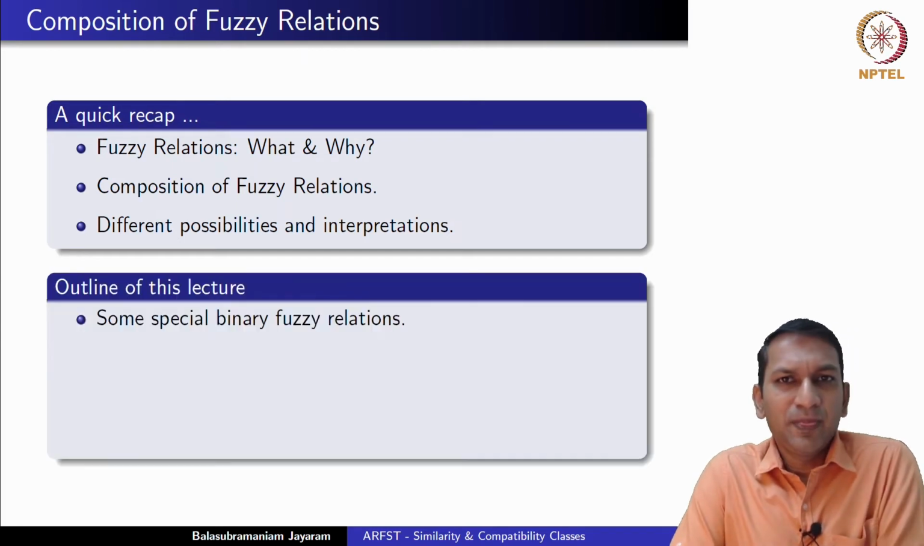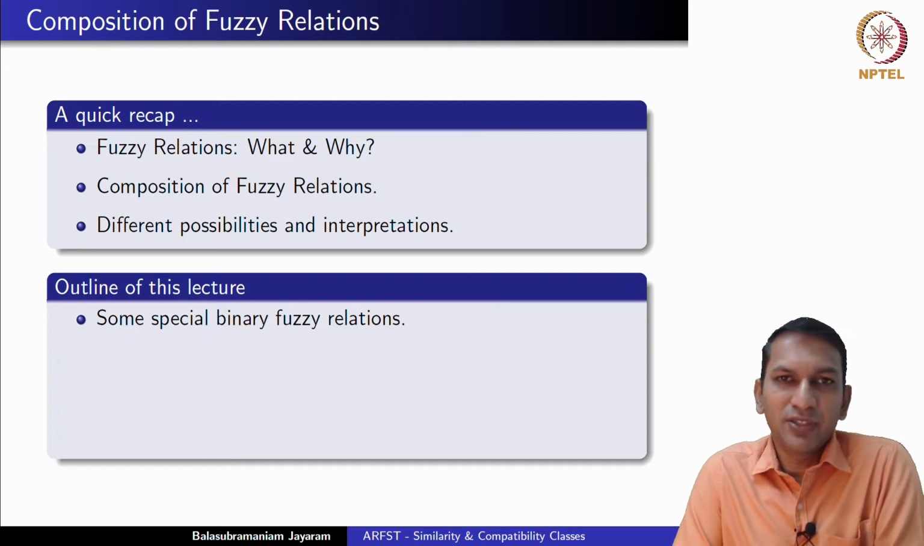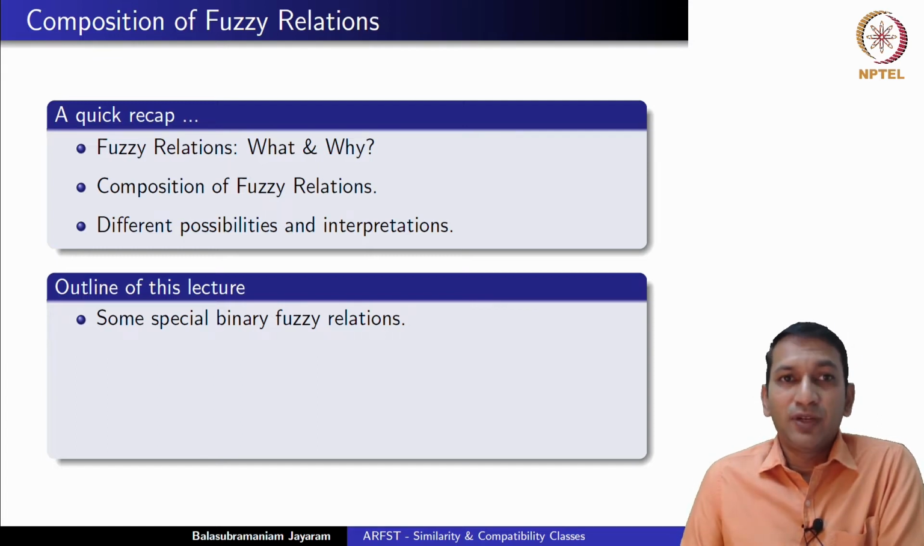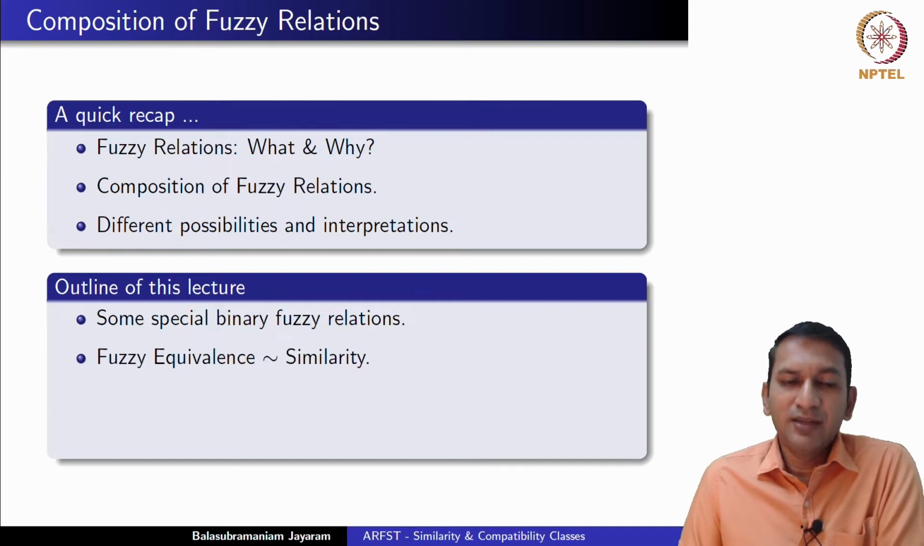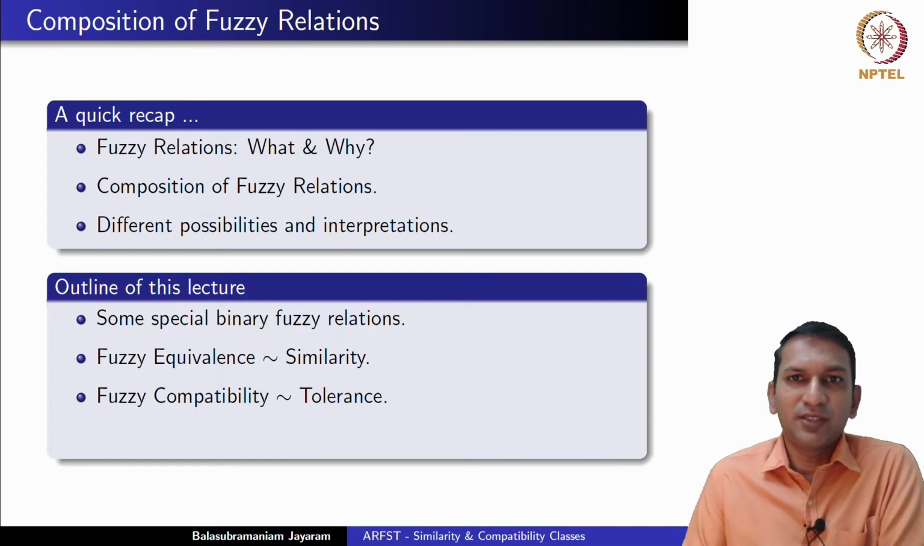In this lecture, we will look at two special binary fuzzy relations that we have introduced, those of similarity and compatibility relations. You may recall that a fuzzy equivalence relation is called a similarity relation, and a fuzzy compatibility relation is also called a tolerance relation.